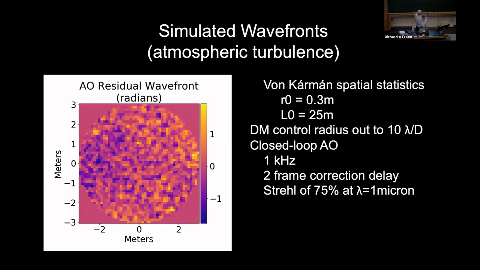So this is a turbulent wavefront. The von Karman spectrum is a lot like the Kolmogorov spectrum, and you can use that to generate random phase screens. So we did.